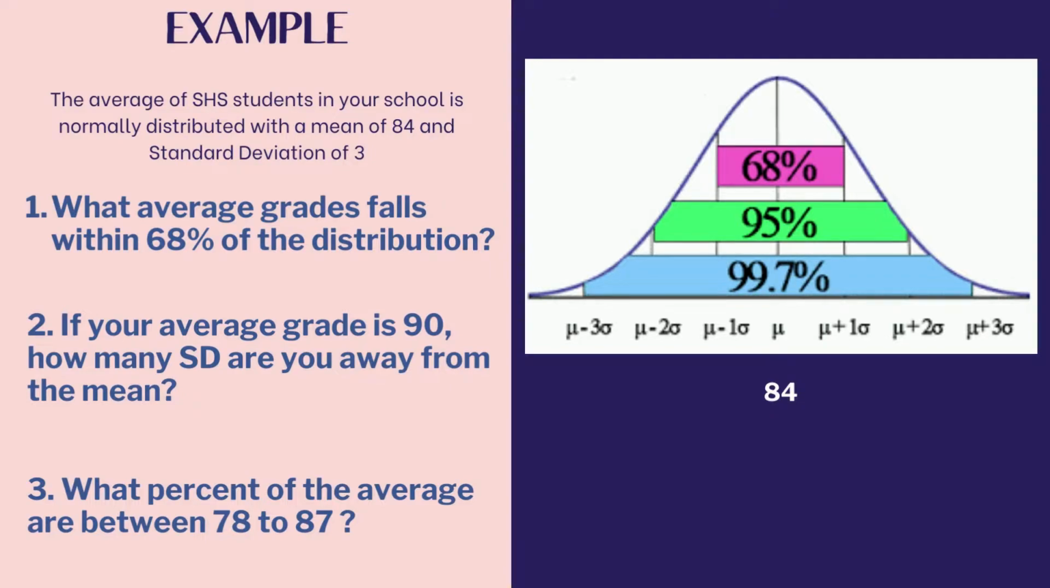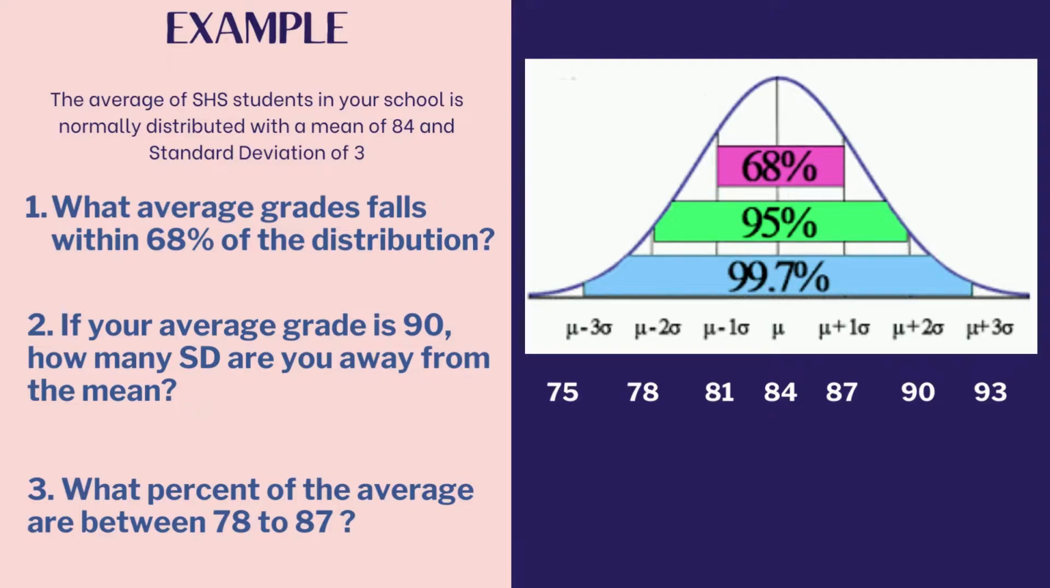So, dito, ipag-add lang natin ulit. 84 plus 3 is equal to 87. Plus 3 equals 90. Plus 3 equals 93. And from the mean, going to the left, isa-subtract natin. So, 84 minus 3 is 81. Minus 3 is 78. Minus 3 is 75.